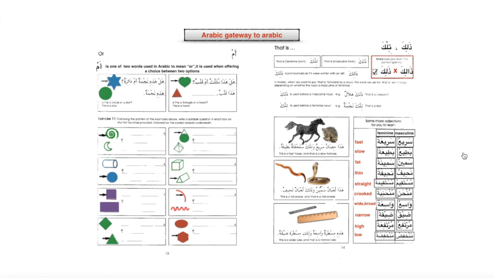Zalika for masculine, tilka for feminine noun, and if it is two objects, you say, for example, hal hada thu'banun amdudatun, so is this a snake or a worm? Then you have to say hada thu'banun. So this is what we learned today, using and pointing at things which are far from you. If it is a masculine noun, you say dhalika. If it is a feminine noun, tilka. You have to write and practice these things, otherwise you keep forgetting. So don't forget to write and practice.